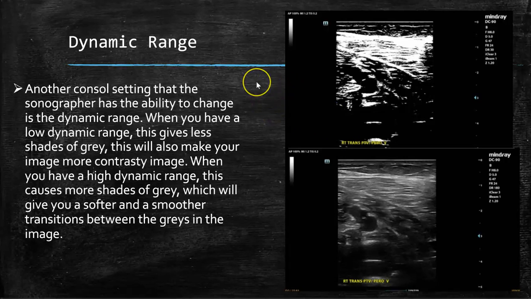So your dynamic range. Another console setting that the sonographer has the ability to change is the dynamic range. When you have a low dynamic range, which is right here, this will make your image look more contrasty. But when you have a higher dynamic range like this, there'll be more shades of gray and a better transition, so you won't be as contrasty. It'll be a softer and smoother image.